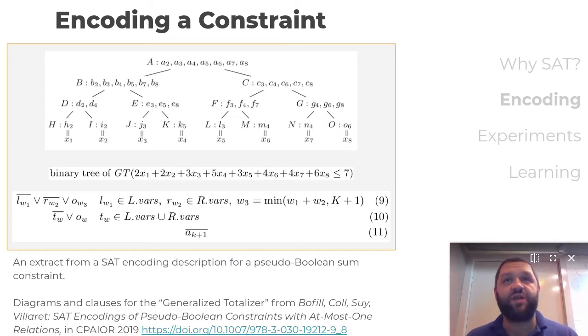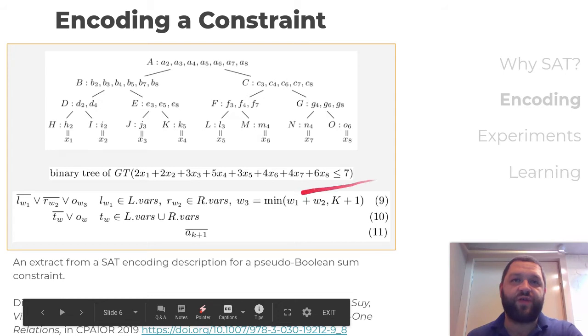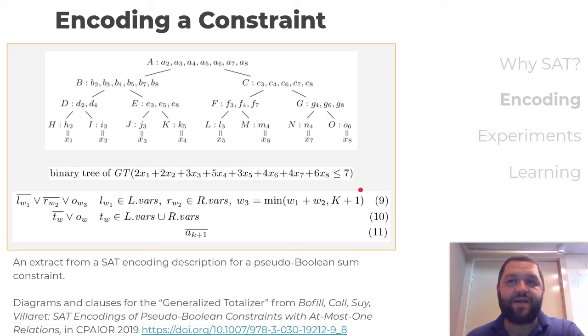This one is called the generalized totalizer, and these illustrations are taken from the paper credited at the bottom there. The way this works is the tree structure represents our constraint. And so, for example, this inequality here has variables x1 through to x8 as our decision variables. The upper bound is 7, and 2, 2, 3, 5, etc. are the associated weights. And in the leaf nodes, we have SAT variables for each decision variable, and you can see they've been annotated with the weights of the corresponding decision variables.